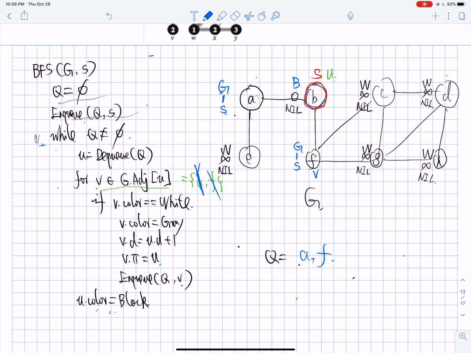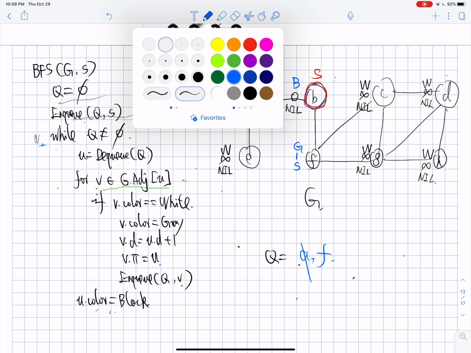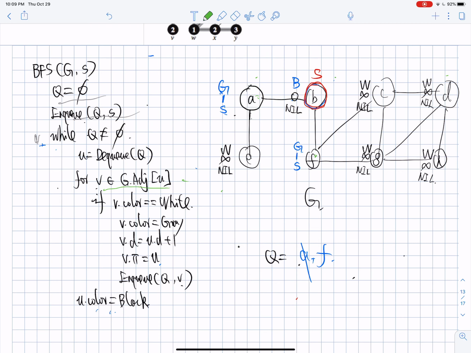So we check if the queue is empty or not. Obviously it's not empty. So I'm just going to remove the U and V sign right over here and also over here. Okay, so then we're going to dequeue. If the queue is not empty, we're going to dequeue. So A is removed, and then we have U as A. So U is here. Okay, and let's check what are the neighbors of A.